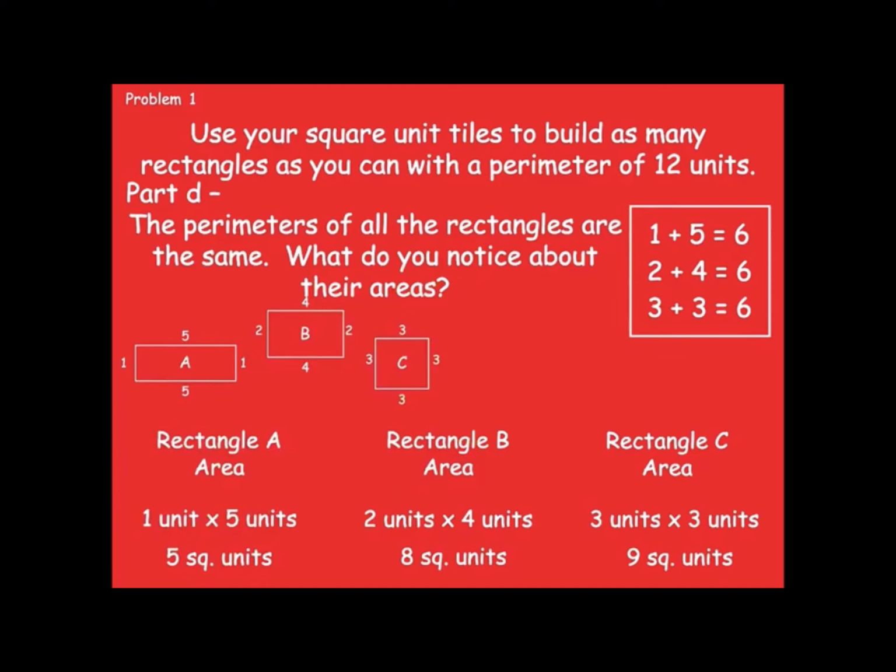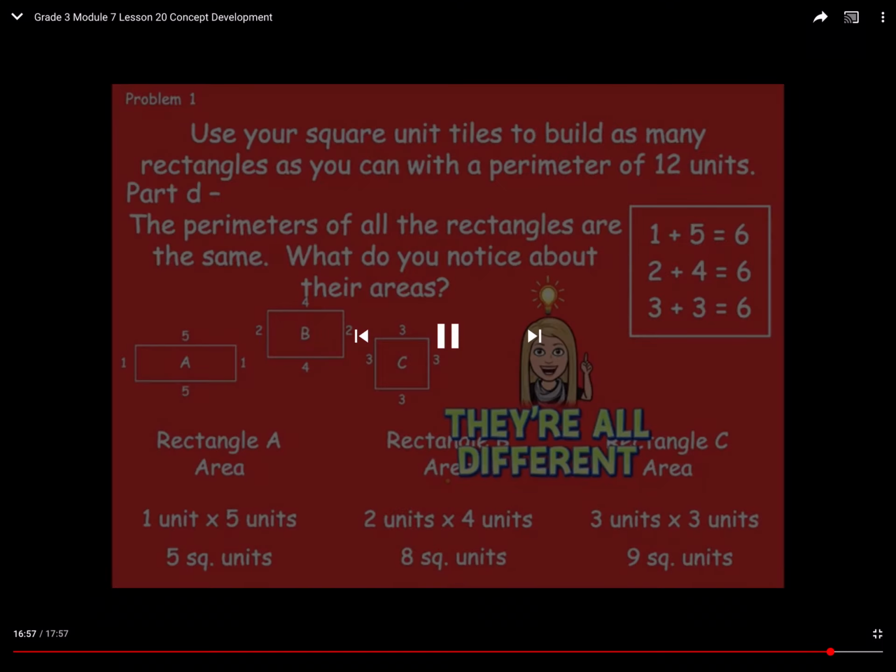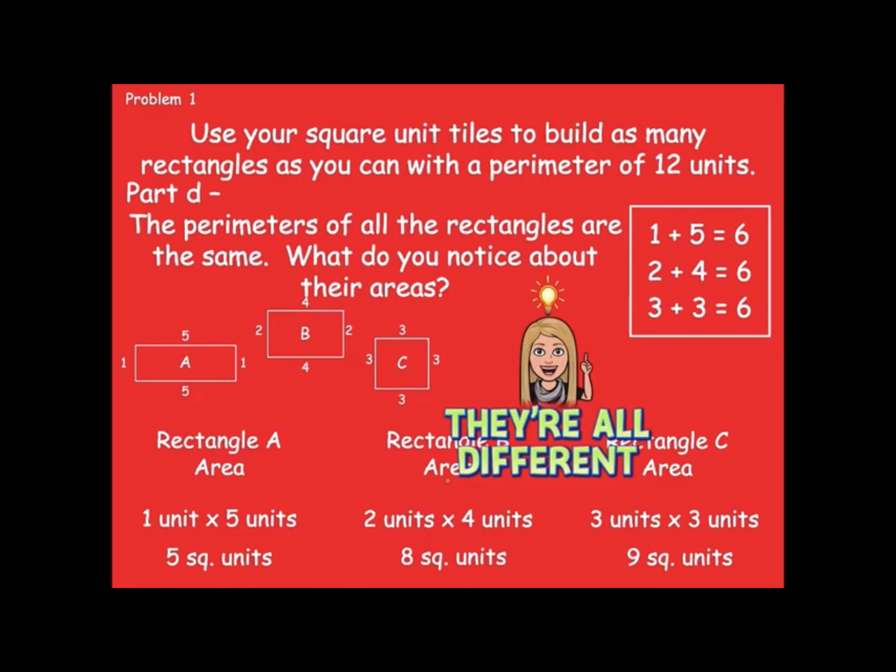All right, friends, here we go. So what do you notice? They're all different, right? They all have the same perimeter, but rectangle A's area is 5 square units, B is 8 square units, and C is 9 square units. Okay, so in this lesson, we can see that rectangles can have the same perimeter, but they don't always have to have the same area. Okay, so good job with that, friends.